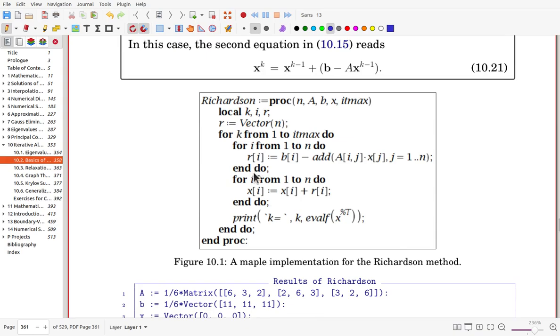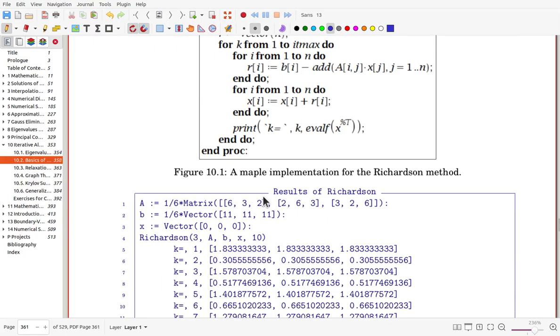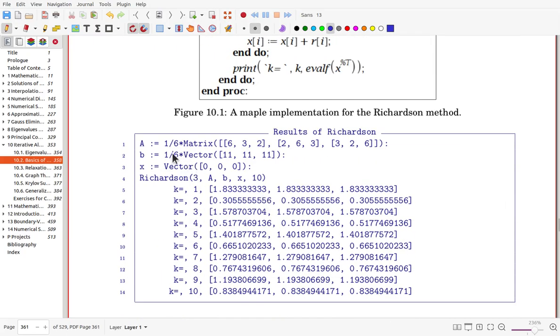In this portion, we are getting the residual line by line. But in modern implementation, you can implement this in matrix-vector sense, so that quite easily you can implement. But I implemented it here to show details and update also pointwise. By using the algorithm, your A is defined: the first row, second row, third row, divided by 6, and B is 11, 11, 11, a vector, divided by 6.